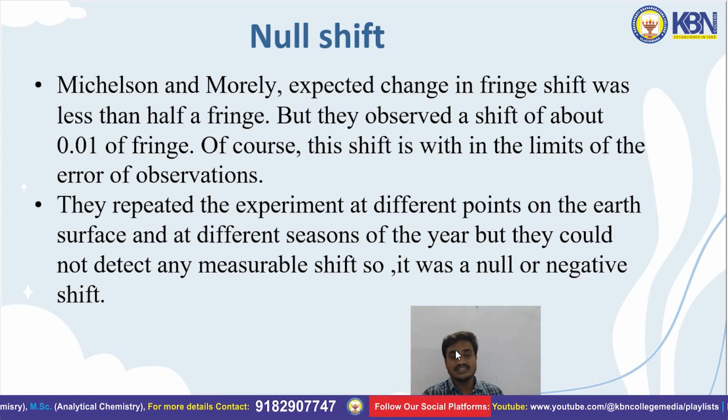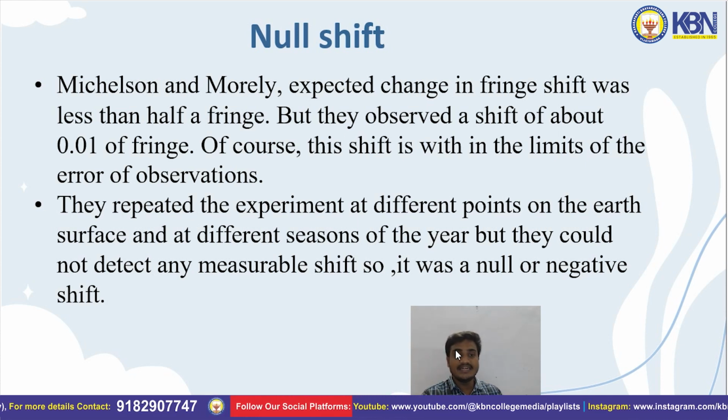The shift is within the limits of the error of observations. They repeated the experiment at different points on the surface and at different seasons of the year, but they could not detect any measurable shift. So they concluded that it was a null or negative shift. This is what the null shift says to us from the Michelson-Morley experiment.